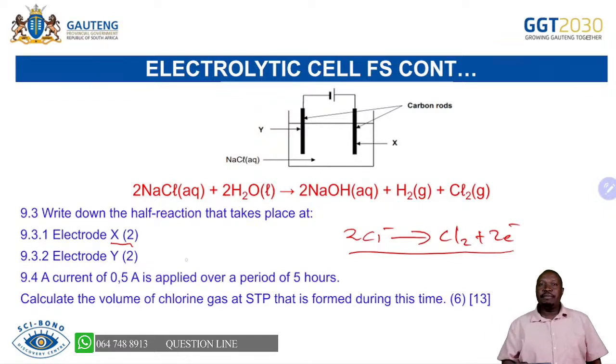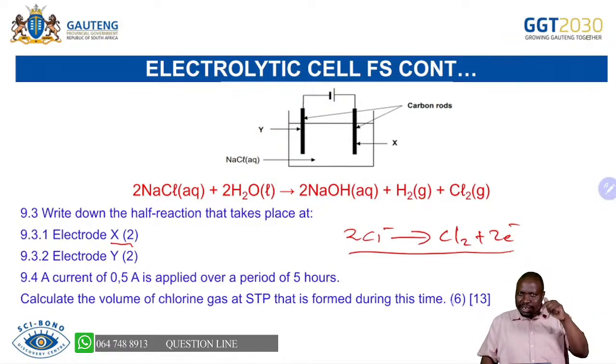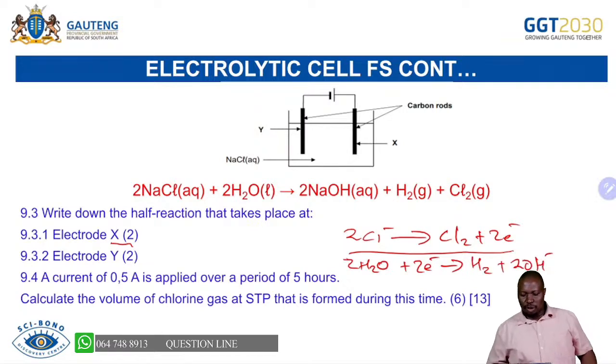At Y, remember we said Na⁺ is not a stronger oxidizing agent than water. So water is the one that will gain electrons. We just talked about that now. So you're able to write 2H2O plus 2 electrons forming hydrogen gas and 2OH⁻. Look at the marks we are collecting: 2, 2. We have 4 marks for that.